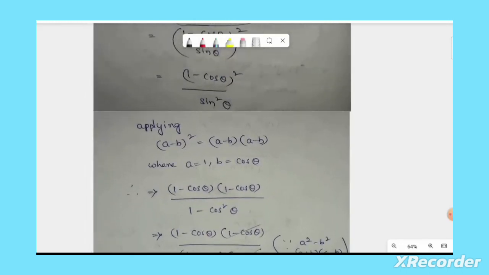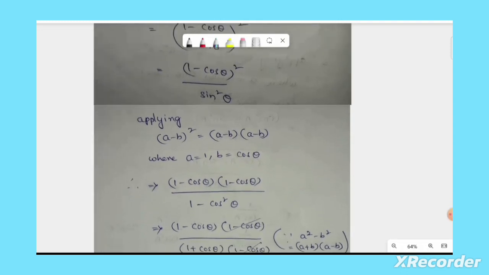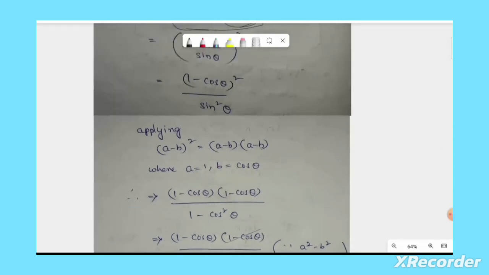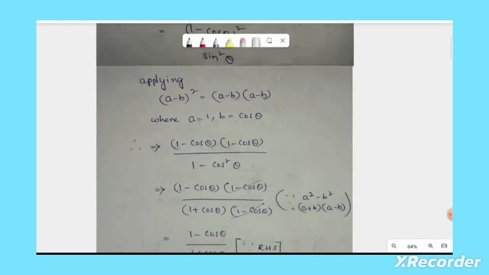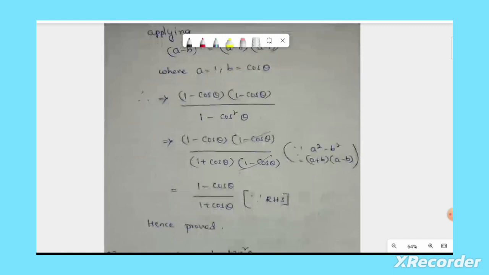Before and after this, what I can do is, if it is x square, or (a minus b) whole square, I can write x into x, which means (a minus b) into (a minus b). So here we have 1 minus cos theta whole square, right? I am writing it as (1 minus cos theta) into (1 minus cos theta). Then 1 minus cos square theta: again I am applying the a square minus b square formula here, where a is 1 and b is cos theta. So I can write 1 minus cos square theta as 1 square minus cos square theta.